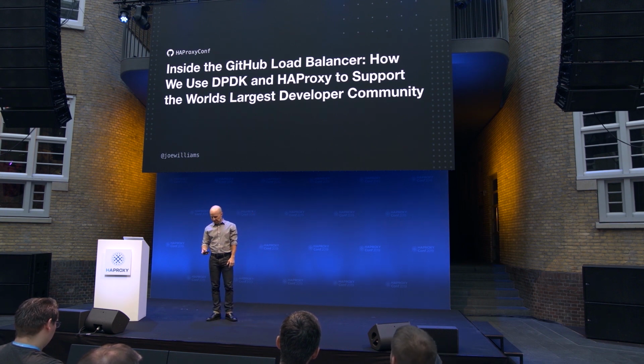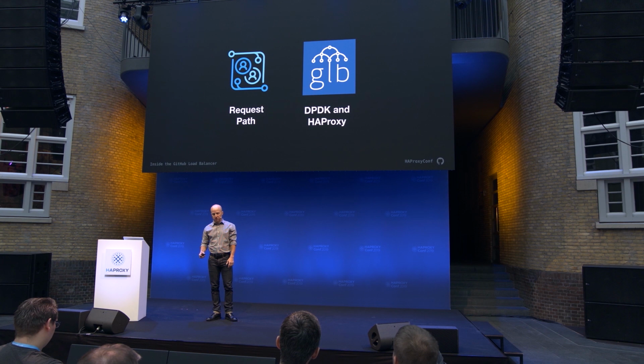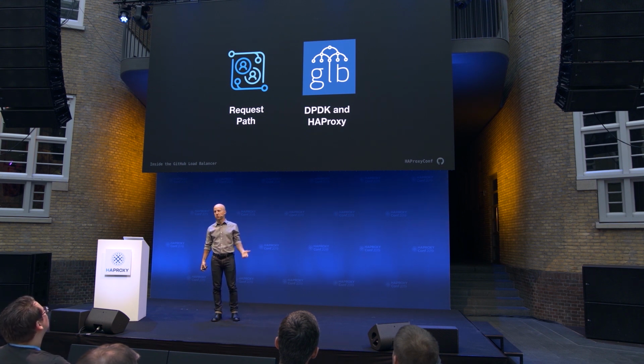So to start things off, I'm going to dig into the request path at GitHub and talk about a few of the open source tools that we use to manage that. And then I'm going to dig into the main two components of GLB, which are our DPDK-based director and our proxy, which is based on HAProxy.